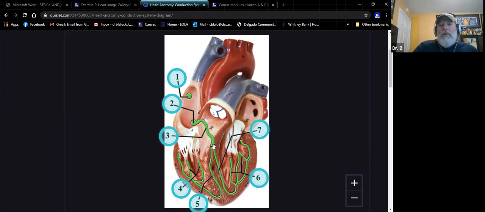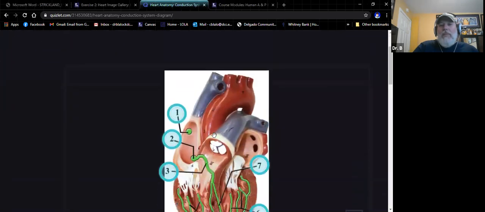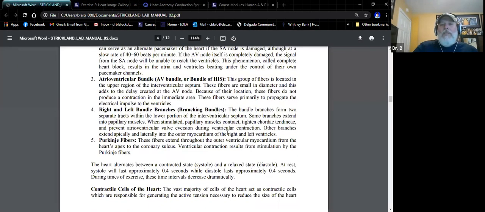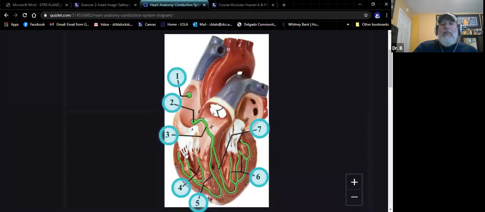Now, once it gets far enough down into the interventricular septum, it is then going to branch into a right branch and a left branch. Those right and left branches are going to continue then down the interventricular septum. And those are called the right and left bundle branches. Now, some of these branches are going to extend fibers into the papillary muscles. So they're going to begin the contraction of the papillary muscles.